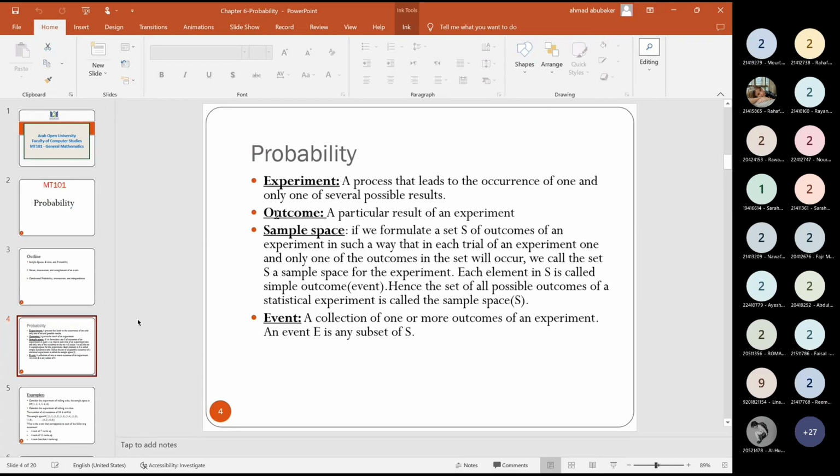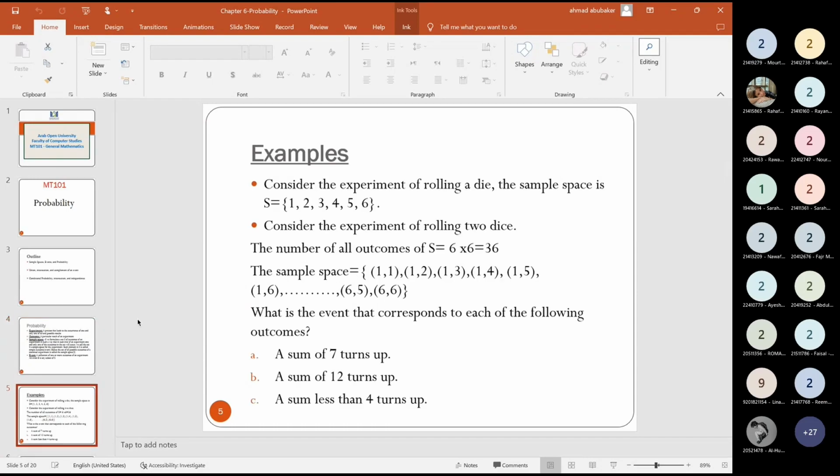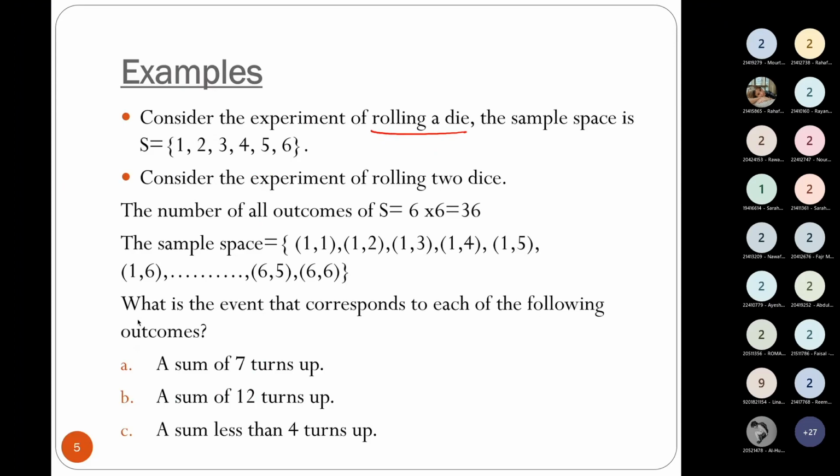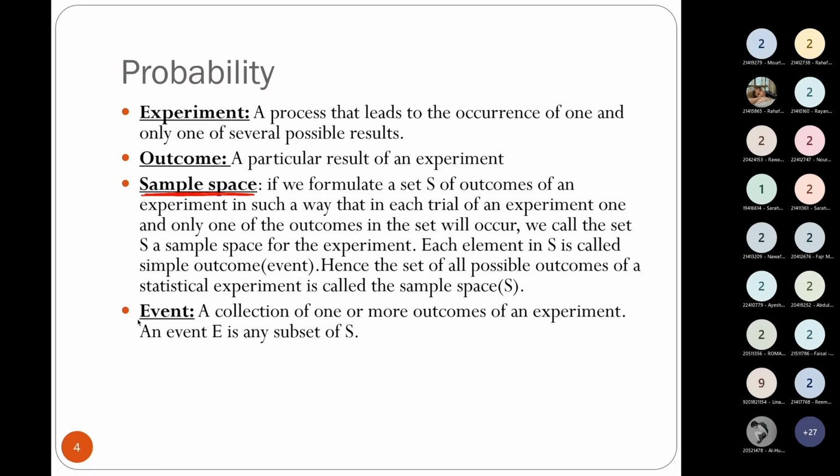Okay, the outcome, this is the result from an experiment. For example, if we have rolling a die, we have 6 results or 6 outcomes. Each one of these is called an outcome. When rolling the die, maybe 1 or 2 or 3 or 4 or 5 or 6 appears on the top. All the outcomes are called the sample space. The sample space is the set containing all the outcomes.